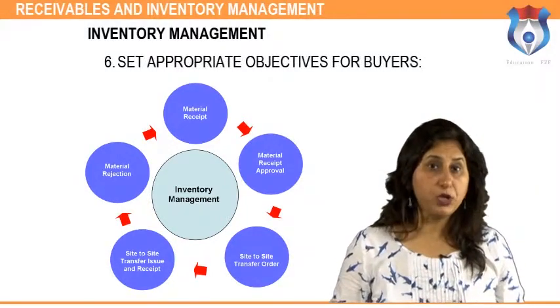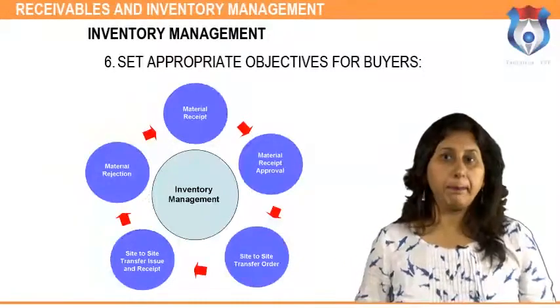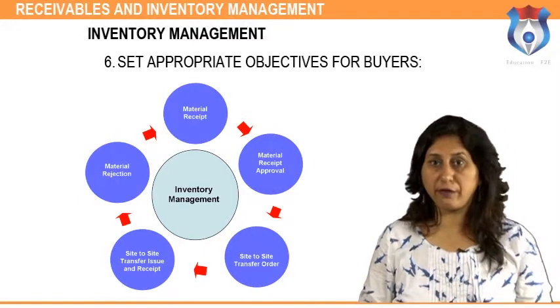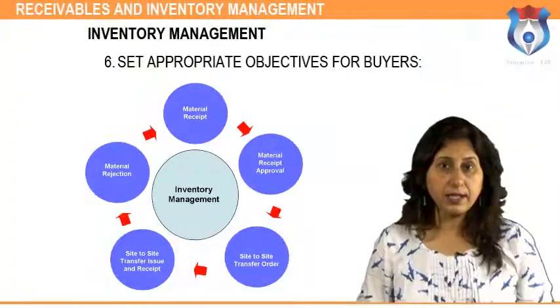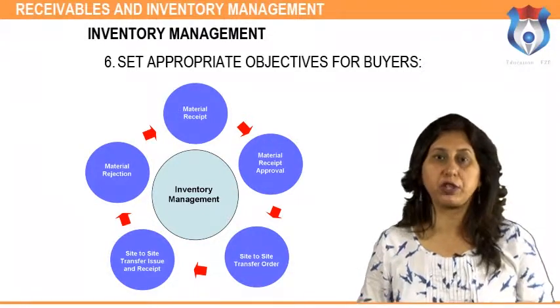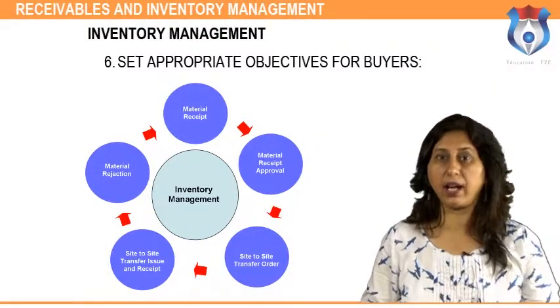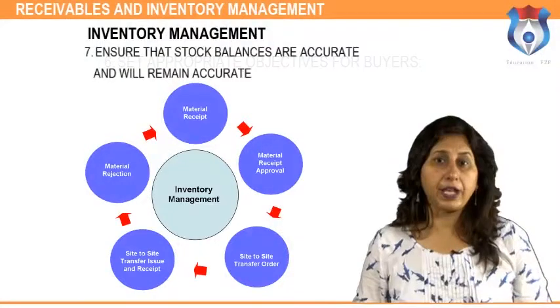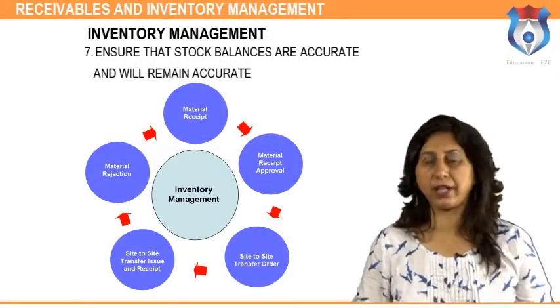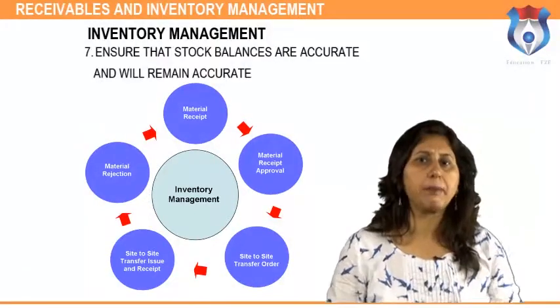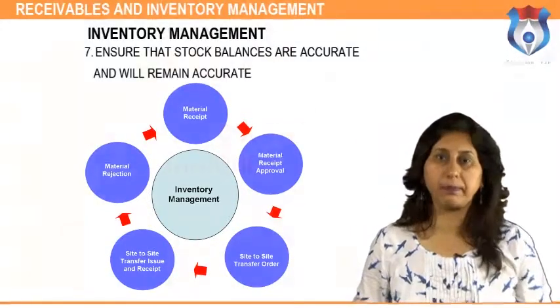Set appropriate objectives for buyers. Buyers should be judged and rewarded based on the customer service level, inventory turns, and return on investment for the product lines for which they are responsible. Ensure that stock balances are accurate and will remain accurate. Implement a comprehensive cycle counting program.